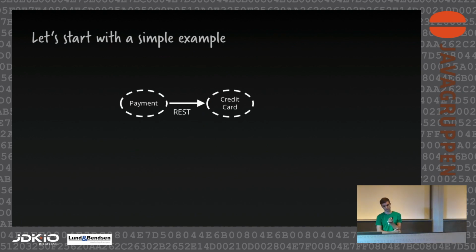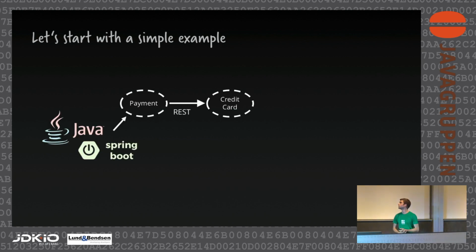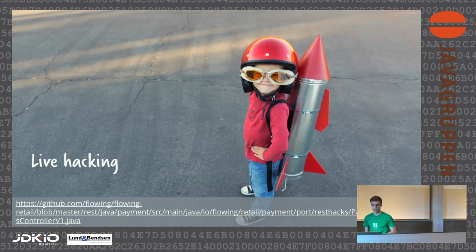So this is what we're going to try out first. I'm going to show you a very simple example. We're going to have lots of live coding, or code in this demo as well, so I will show you some examples too. We're going to use a very simple Java Spring Boot service. We're going to have a small payment service that calls some other service via REST API, the credit card service, more or less. So these are two different microservices. Just imagine that we implement them.